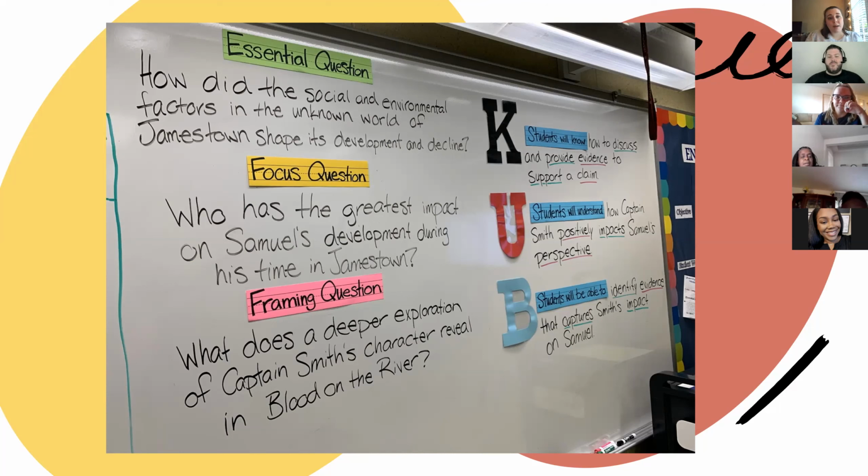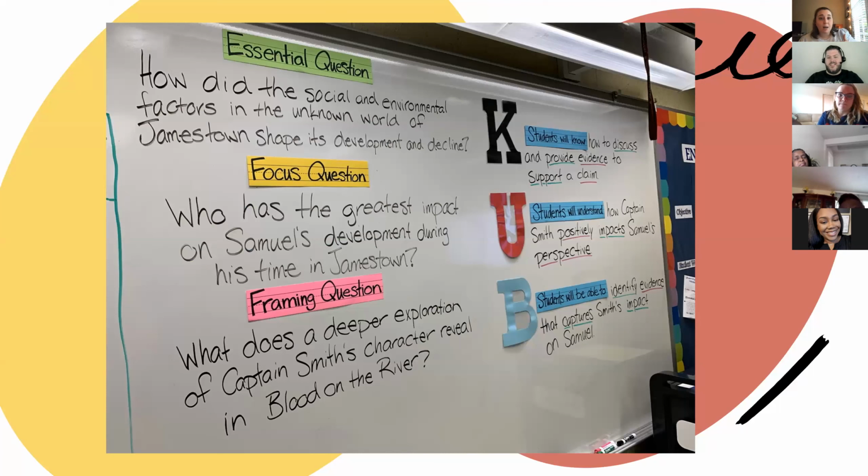So the focus question for this unit was, who has the greatest impact on Samuel's development during his time in Jamestown? And the two options, I'll just let y'all know if y'all don't remember, were either Captain Smith or Reverend Hunt. If that's happening in lesson 10, and I'm teaching lesson 7, and in lesson 7 we analyze an exchange between Samuel and Captain Smith, I know that builds their ability to answer that focus question.